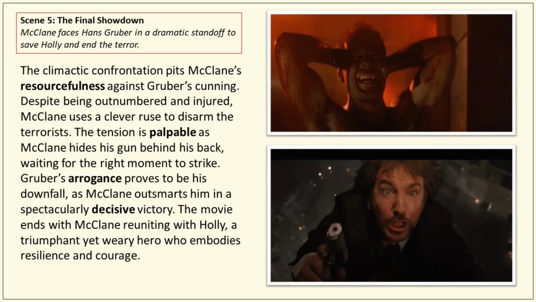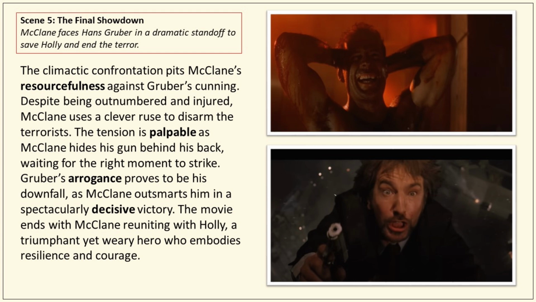Scene 5. The final showdown. McLean faces Hans Gruber in a dramatic standoff to save Holly and end the terror. The climactic confrontation pits McLean's resourcefulness against Gruber's cunning. Despite being outnumbered and injured, McLean uses a clever ruse to disarm the terrorists.